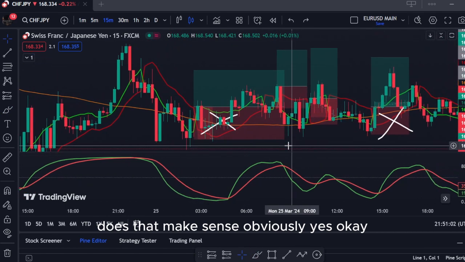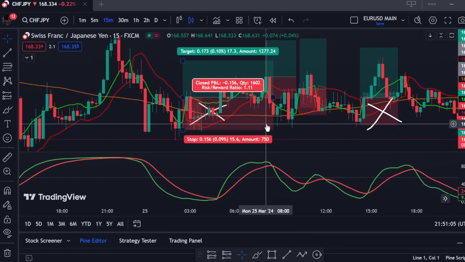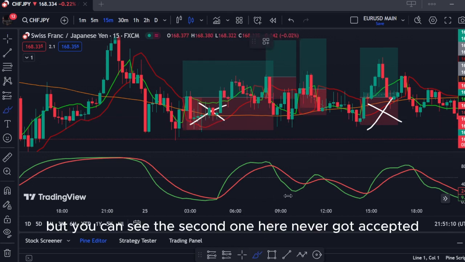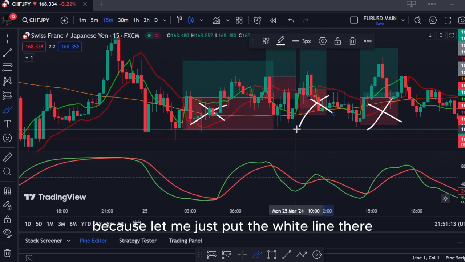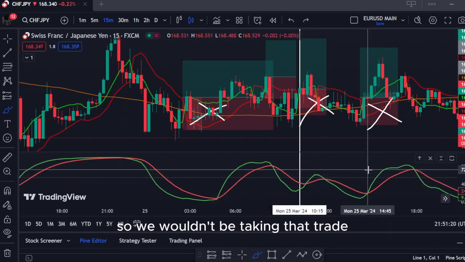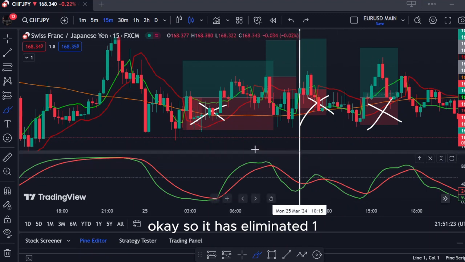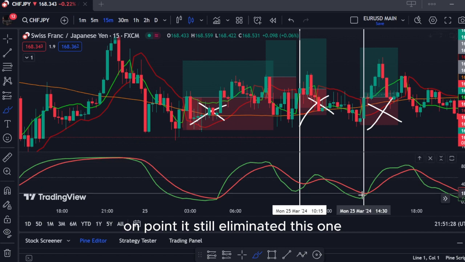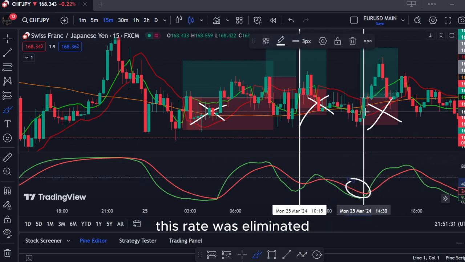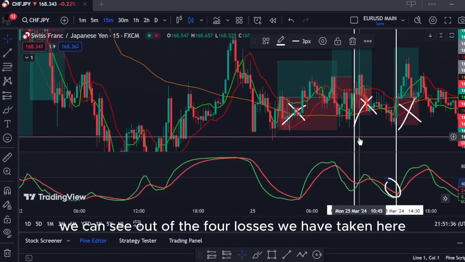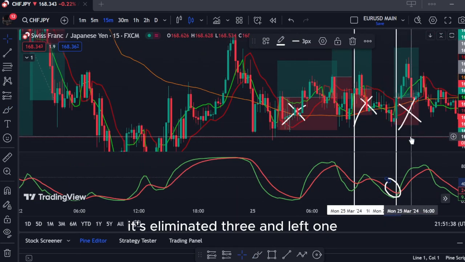Obviously, yes. Okay. This next one here, obviously, it was accepted. But you can see the second one here, it never got accepted because, let me just put a white line there so you can see the exact point. The red at this point was actually above the green, so we wouldn't be taking that trade. Okay, so it has eliminated 1, 2. Let's see this third one. Wow, on point. It still eliminated this one. This trade too was eliminated. It didn't give us that trade. So you can see out of the 4 losses we have taken here, it eliminated 3 and left 1.